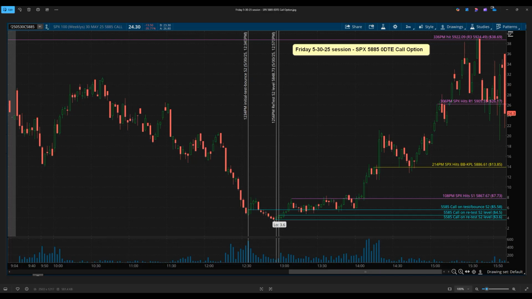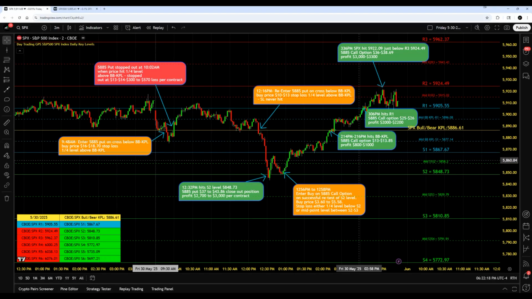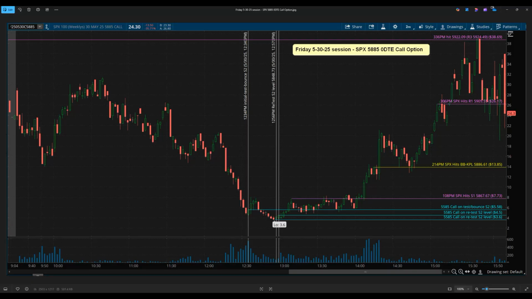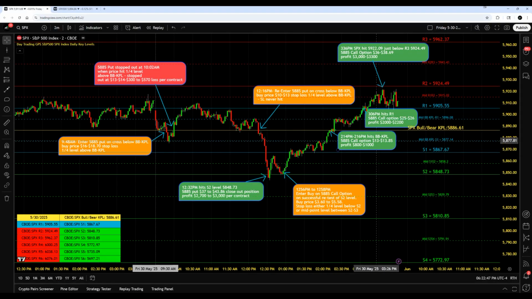So at 1:08 p.m. SPX hit S1. So that's here, when it hits S1, 5867.67, then these were around 7.50 to 7.73. At 2:14 p.m., that's when SPX hit the bull bear key price level, and that's this here, and we have 13.85. So I'm using 13 to 13.85, and that's where we have the profit of $800 to $1,000.